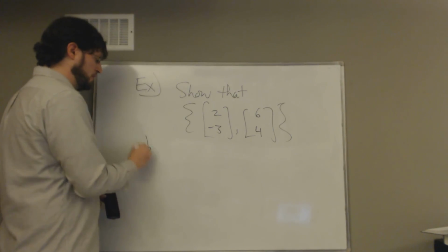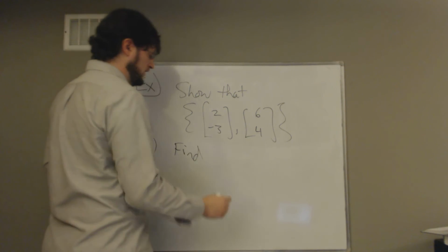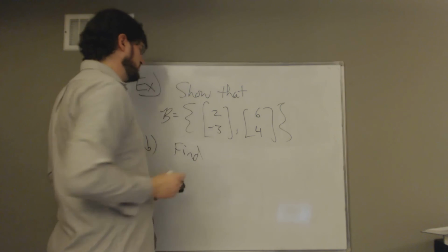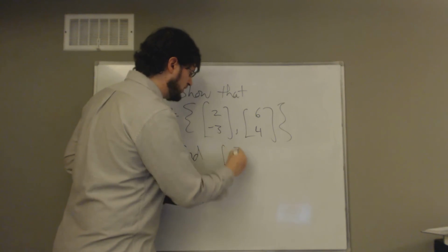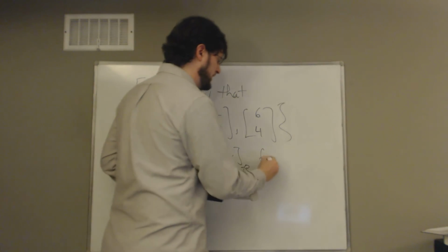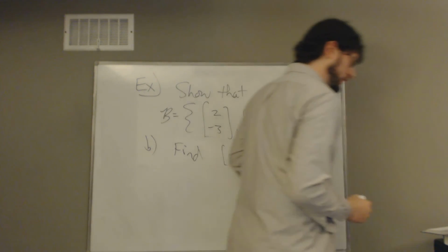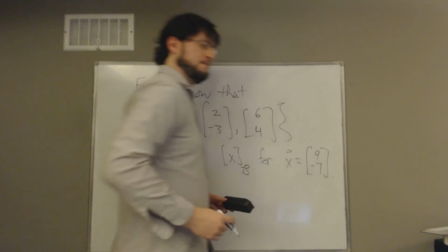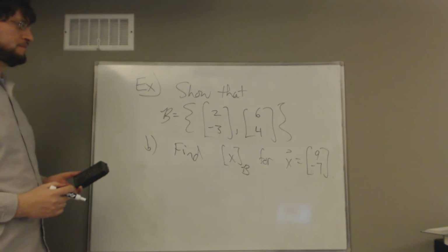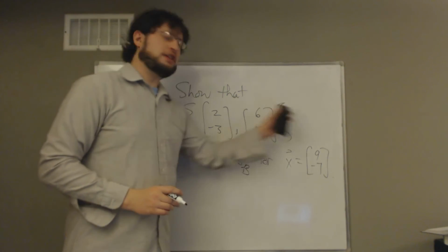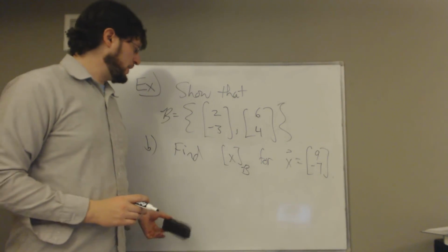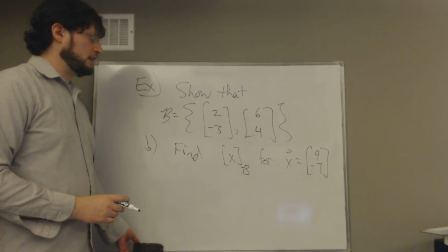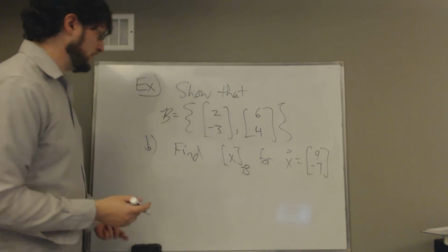Part B. Let's call this the basis B. Let's find the coordinates of x relative to the basis B for the vector x equal to (9, -7). Now, we can do this by row reducing, but I want to point out that in this case there's actually a shortcut, a trick, that is helpful for some future things.